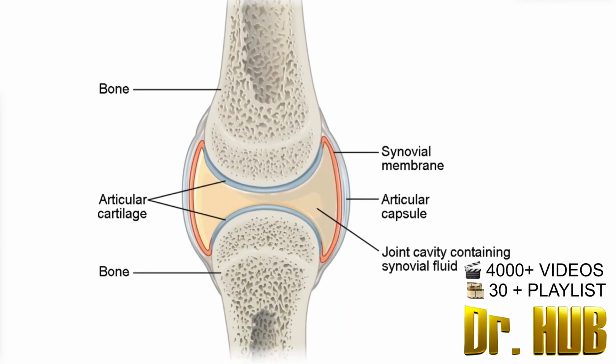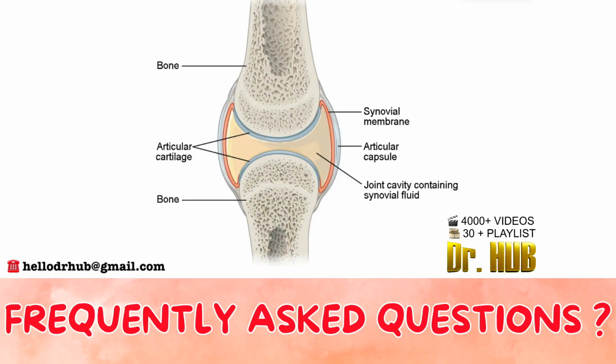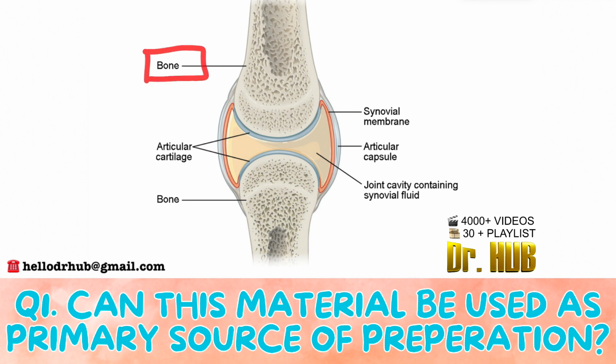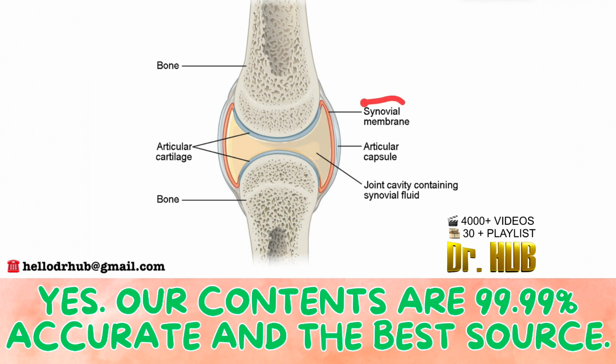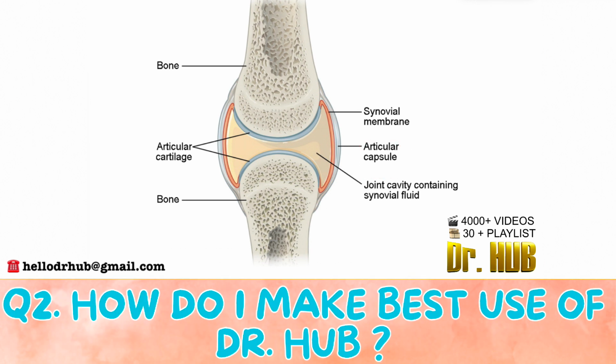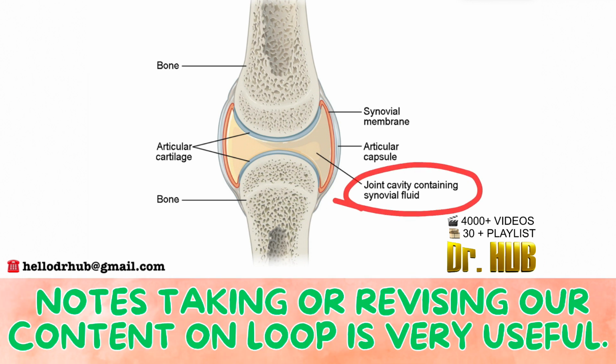So before we go ahead, let's look at a synovial joint. Looking at some important labelings, we have the bone here and these are the articular cartilages. Then comes the lining of the synovial membrane. So this is the synovial membrane. On the outer side, there is the articular capsule. Then the space in between is the joint cavity containing the synovial fluid.